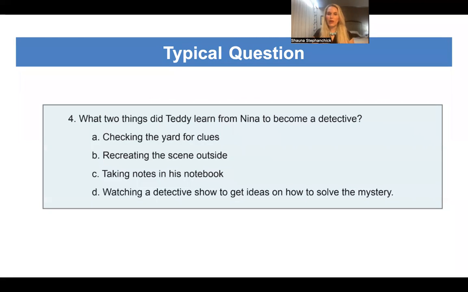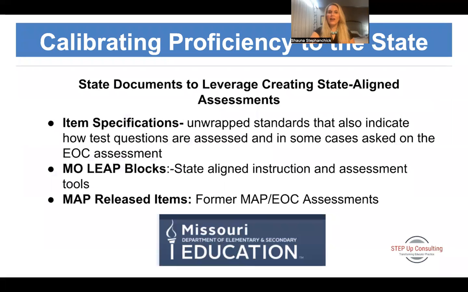And that's really what we're getting at, not what our resource says, not all these different interpretations. We want to calibrate our understanding of proficiency to that of what our state says is proficient for that standard. So how do we do that? Here are these documents that I mentioned.